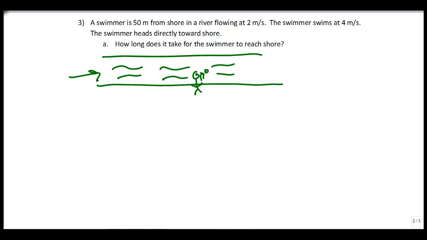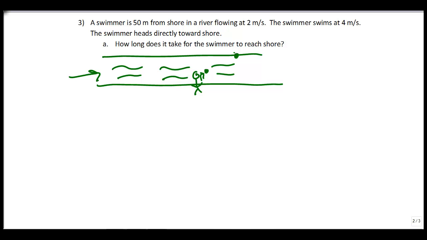The swimmer is just going to take off directly swimming towards shore, but that means that going towards shore, I'm not going to head directly there. I'm going to get pushed to the right by the river. So I'm going to end up some point down here.